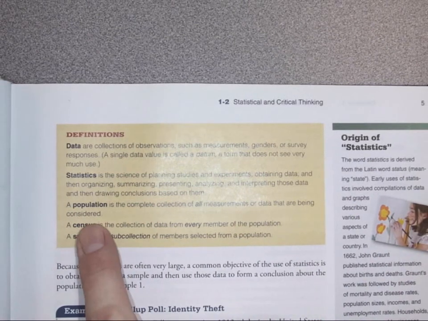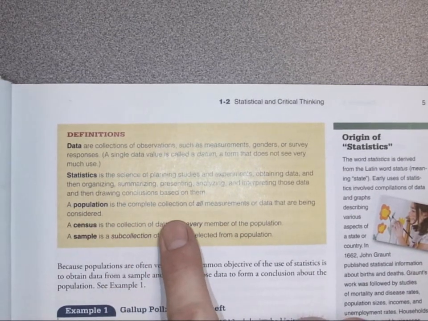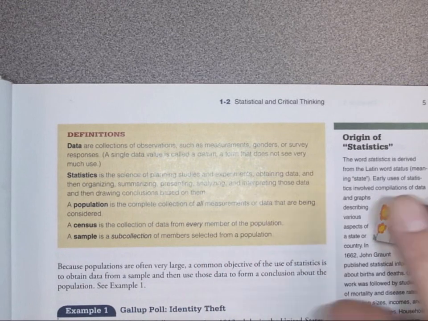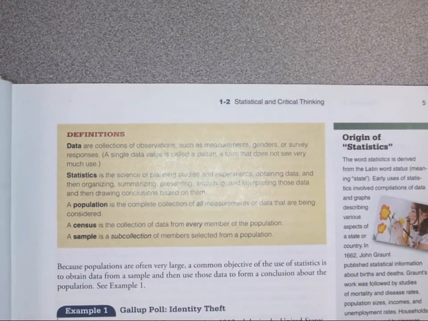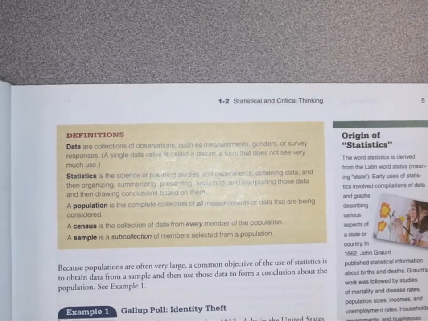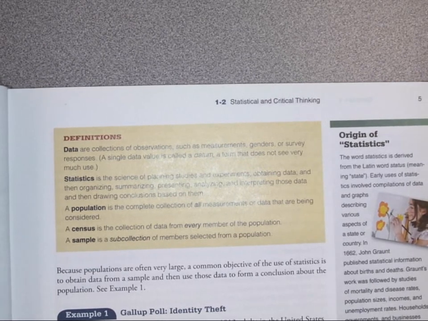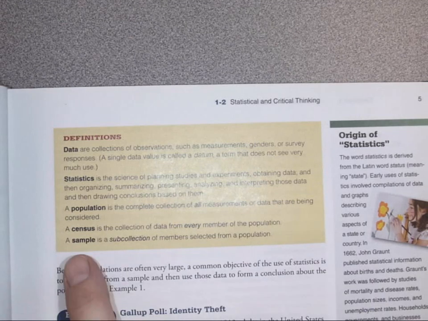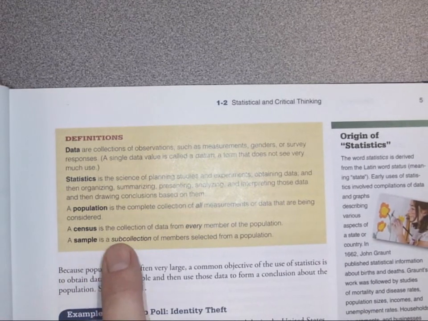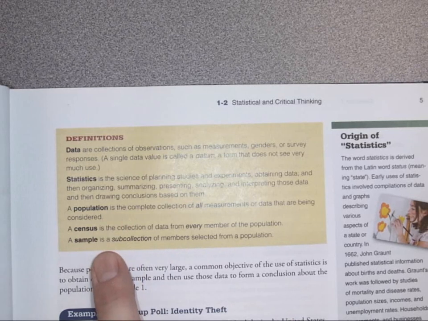So the population, which is important, is a complete collection of all measurements or data that are being considered. Now, it would be nice to have a population for all the data that we want, but really, when we do statistics, we tend to take samples, and a sample is a sub-collection of the members of that population. The reason we tend to take samples is that the population is so large in many cases, so we take a sample that is representative of the data, and then we can make conclusions about the population as long as our sample is good.